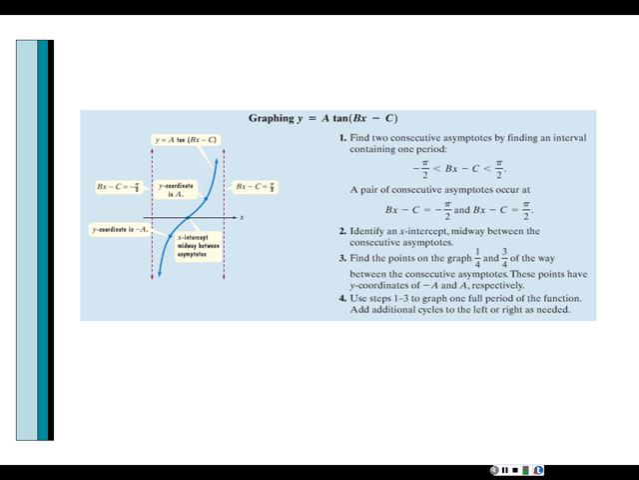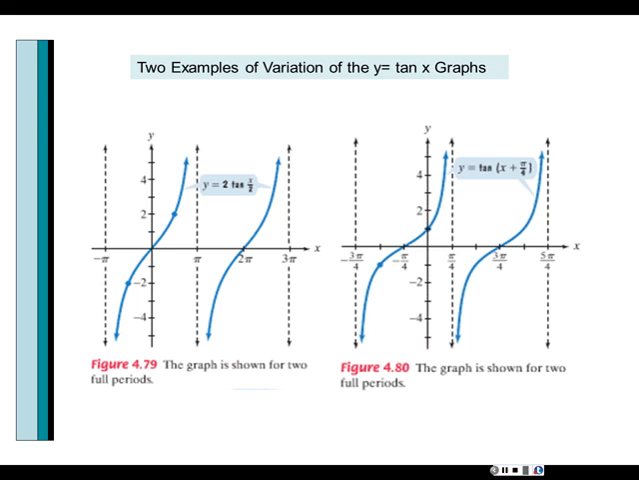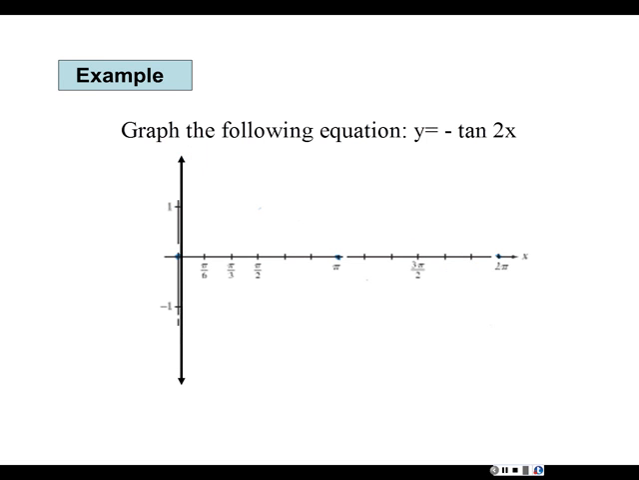Okay, let's do an example and see how we understand it. Let's try this one. Now here, first of all, what is the value of A? 1. Remember, the A is an absolute value here, so we take the absolute value of A, which is 1 here. And what is B? B is 2. How about C? C is 0, right? C is 0.